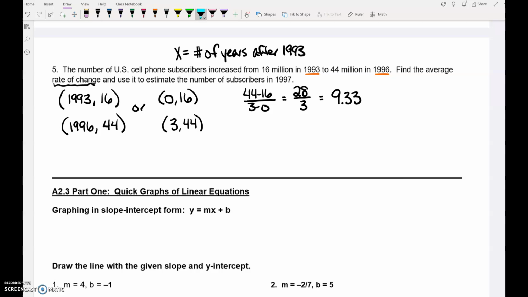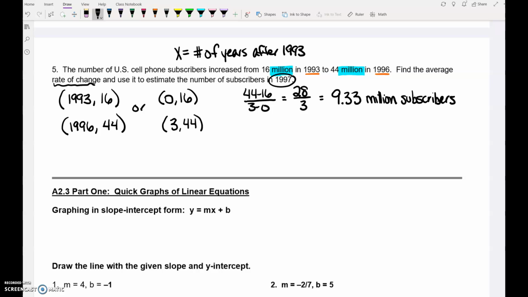The other thing I want you to notice is that this says 16 million and 44 million. So once we find this 9.33, this is 9.33 million. And this slope represents number of subscribers per year. We are increasing by 9.33 million subscribers per year. Then they're asking, estimate the number of subscribers in 1997.